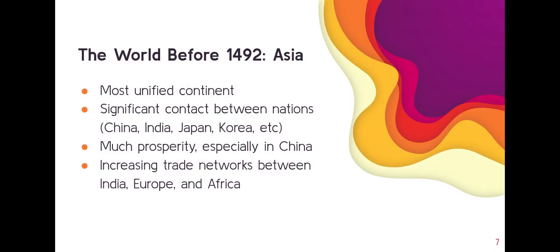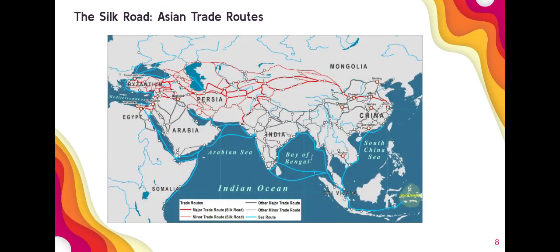And we do see increasing trade networks between India, Europe, and Africa. Specifically, we see the Silk Road becoming really important. So this is the land-based trade route that does include parts of Europe, Africa, and Asia. And the difficulty of this route is what ends up leading to a lot of the exploration that we see happening in the 1490s and beyond.